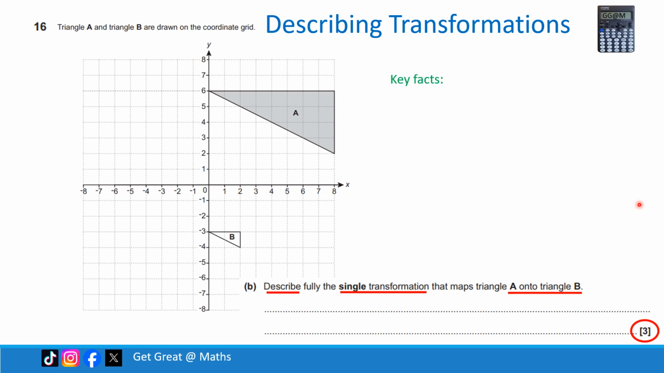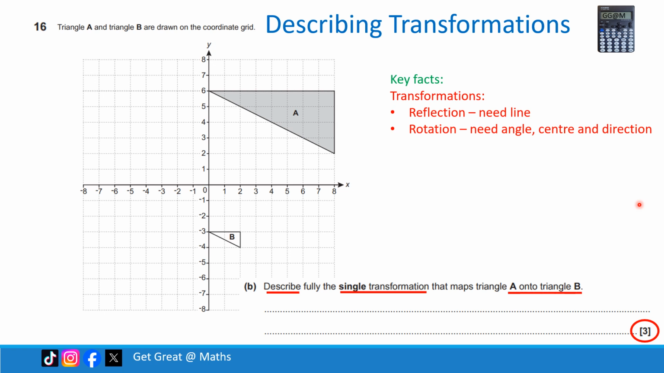Now, there are different key ways of being able to do this. So we've got to identify which transformation we're going to be using. There are 4 transformations. The first transformation is reflection. And if you've got reflection, you need to state the line that you're reflecting in. There's also a rotation. So you'll need the angle that you're rotating by, where the centre is, and the direction you're rotating in, either clockwise or anti-clockwise.